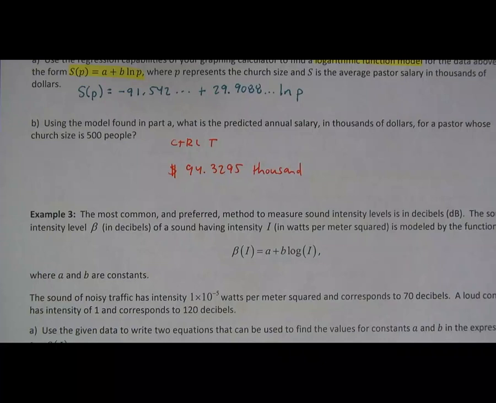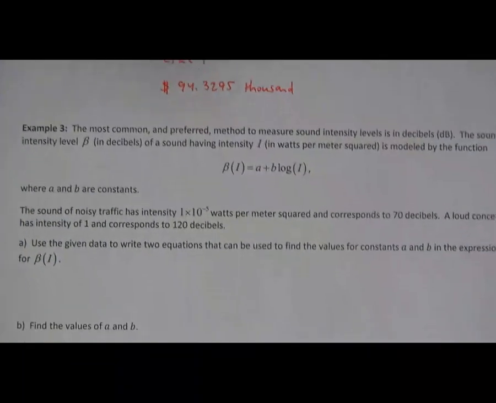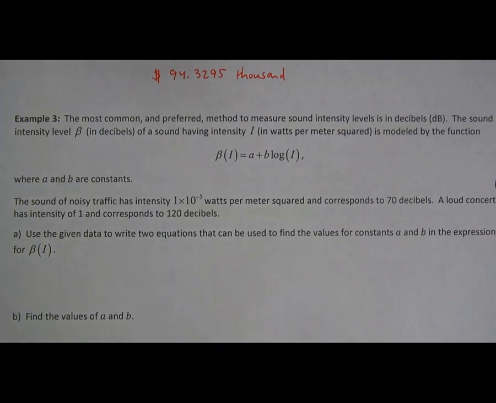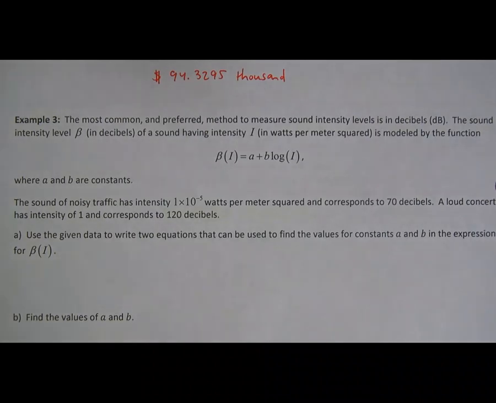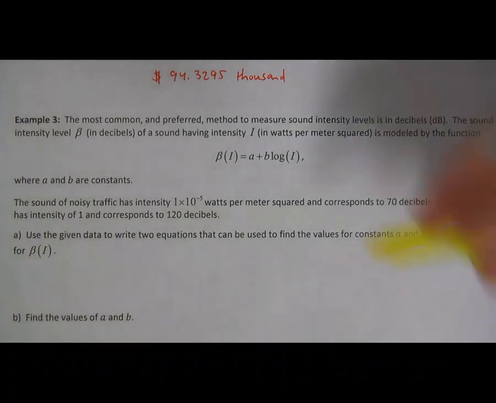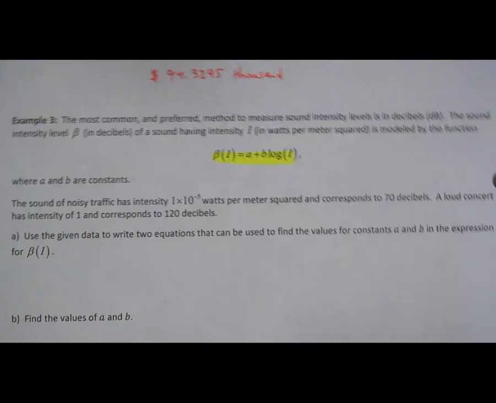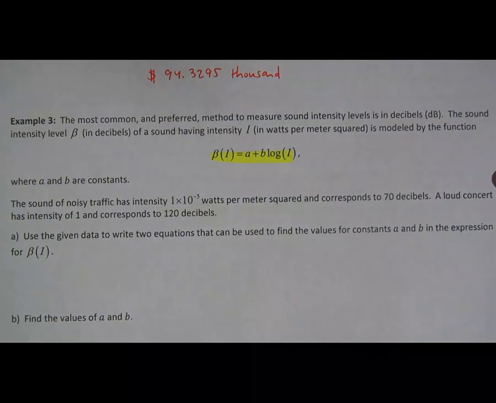Now I'm going to take you through a problem. The very last example is really closely aligned with what you see in your free response. The most common and preferred method to measure sound intensity levels is in decibels. The sound intensity level, and there's the symbol for that, in decibels of a sound wave having intensity I in watts per meter squared is modeled by this function. I have no idea what I just read. I just know what the symbols stand for, okay?